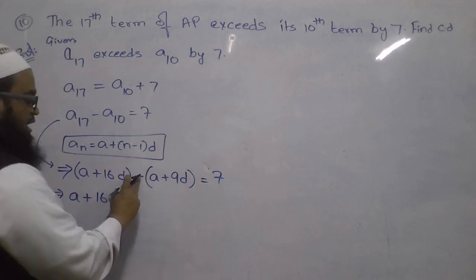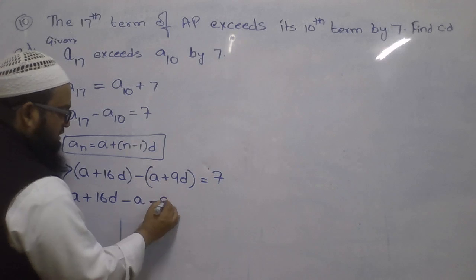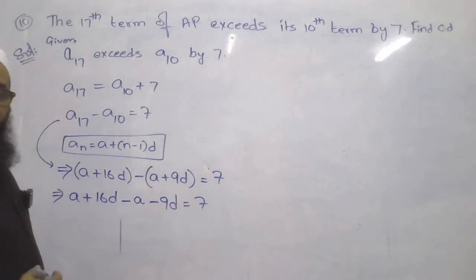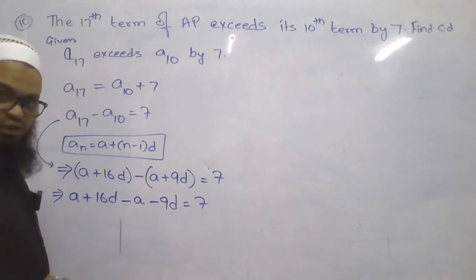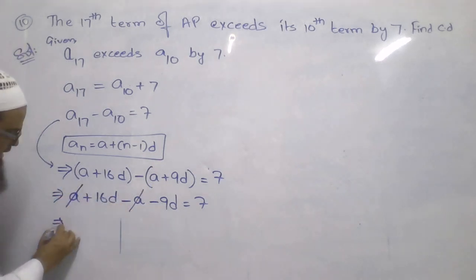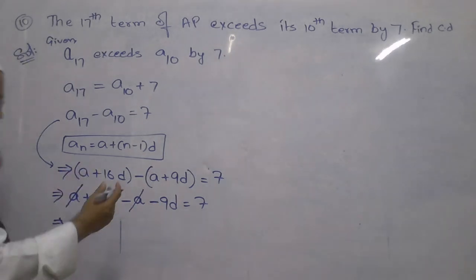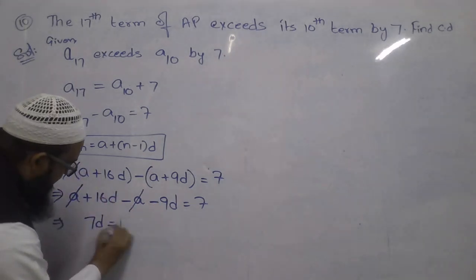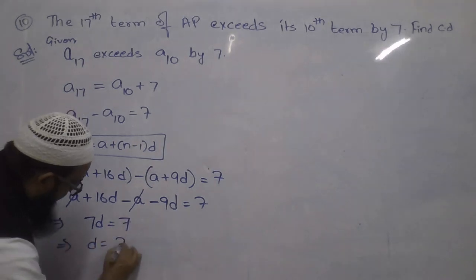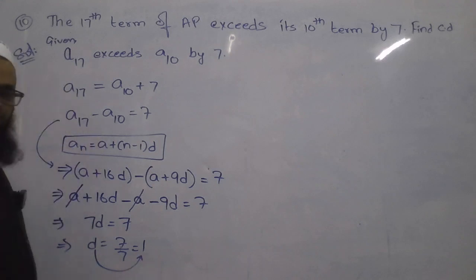See, when I am subtracting, we change signs in every term, right? Why does it happen? Minus of A, minus of plus 9D, equals 7. Did you understand how it changes? It is because A minus A gets cancelled. That implies 16D minus 9D, that is 7D equals 7. So D equals 7 divided by 7, which is equal to 1. So the common difference is 1.